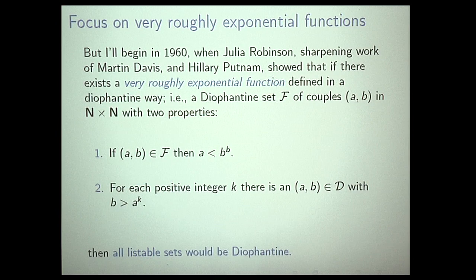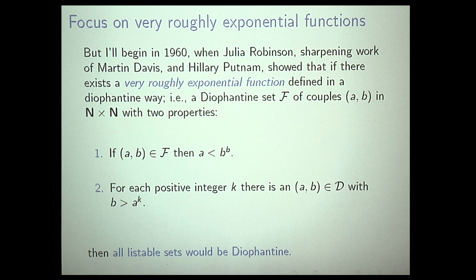But it was in 1960 that Julia Robinson established the very, very roughly exponential axioms that one needed in order to be able to define all listable sets. And these are the axioms.